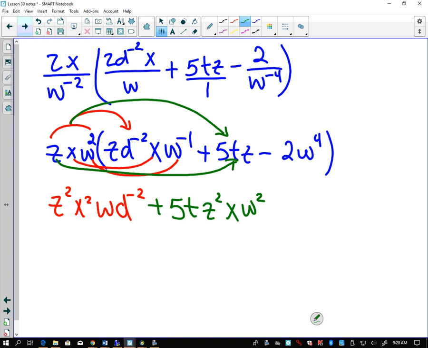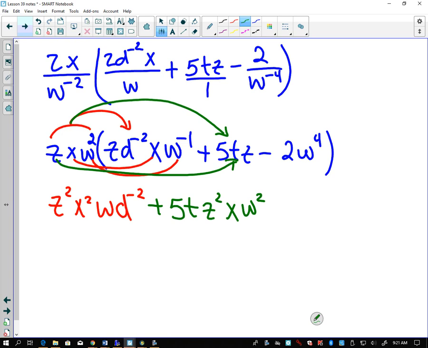Okay, so I'm distributing the z to every other z in the first set, right? So z times z is z squared, right? X times x is x squared. W squared times w to the negative first is just w to the first. And there's no d. I'm not multiplying by any d, so I just keep that the way that it is, okay?